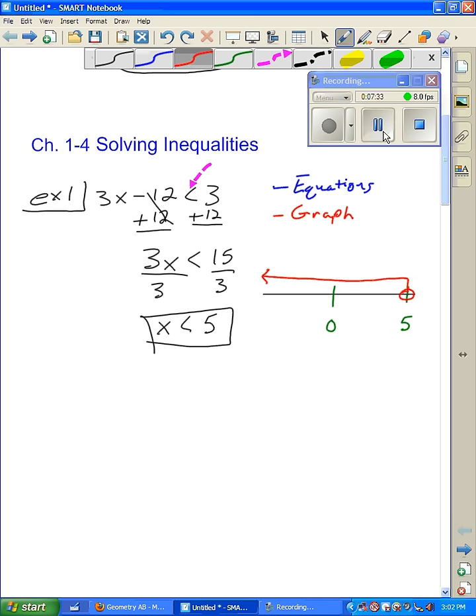Okay? If it would have been less than or equal to, the dot would have been solid, and the direction of the arrow would have been in the same direction because it's still less than. But the fact that it's equal to would have meant solid dot. If that would have been an equal to there, 5 is not less than 5, but 5 is equal to 5. So that's the difference in the dots, okay? So be careful with that.